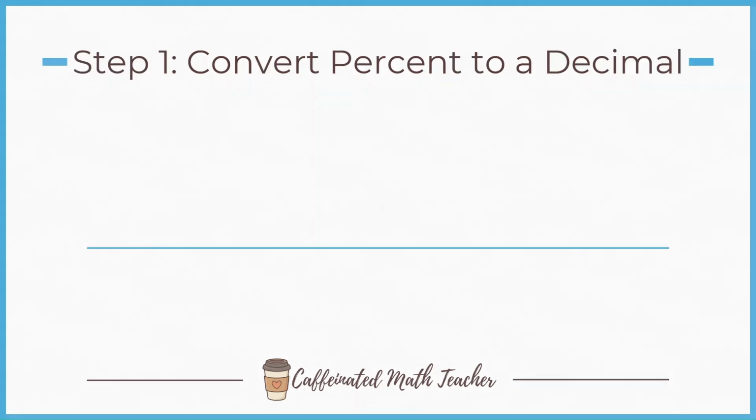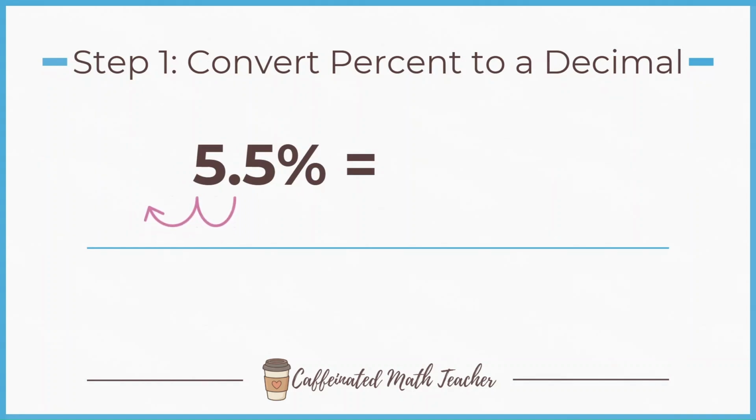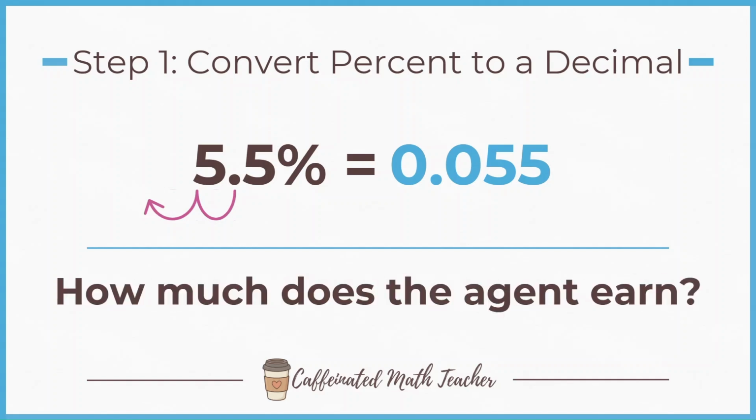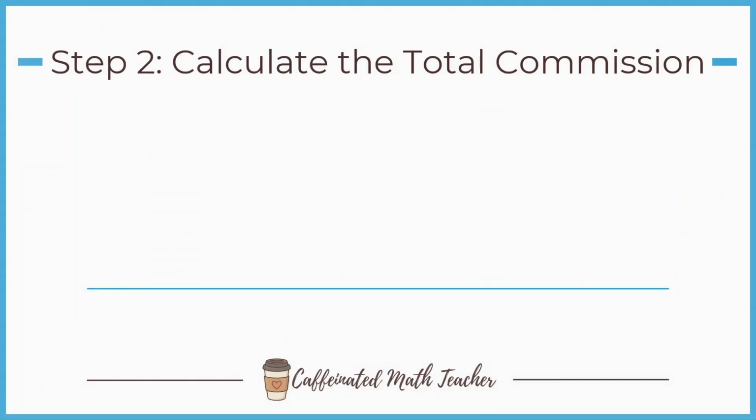The first step is to convert the percent to a decimal. So we're going to change 5.5% to a decimal by moving the decimal point 2 spots to the left, which makes it 0.055. Just remember, if you're moving the decimal to the left and there is not a number there, you add a 0 as a placeholder. So we're going to use that as we are figuring out how much the agent earned.